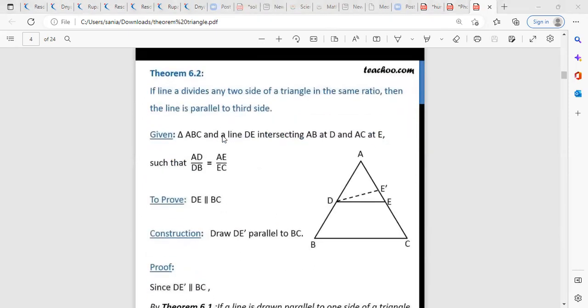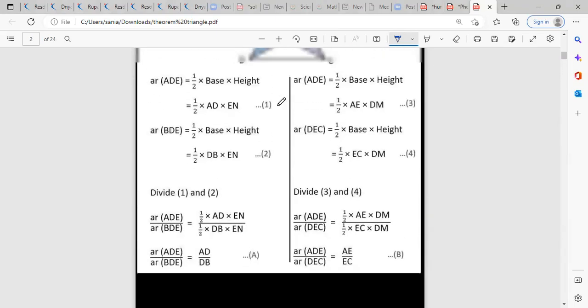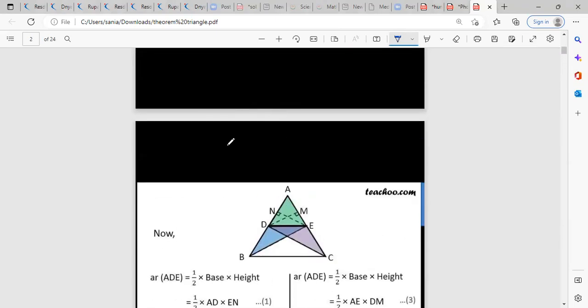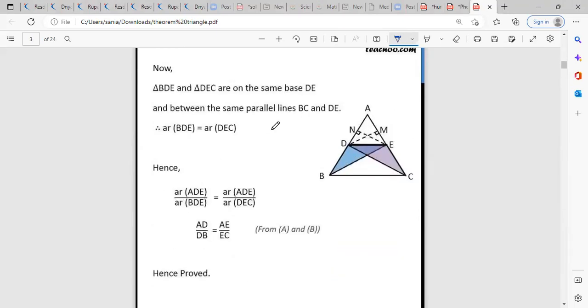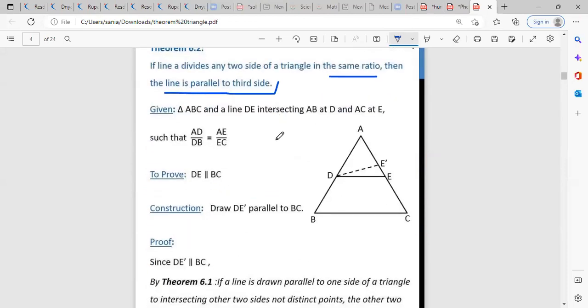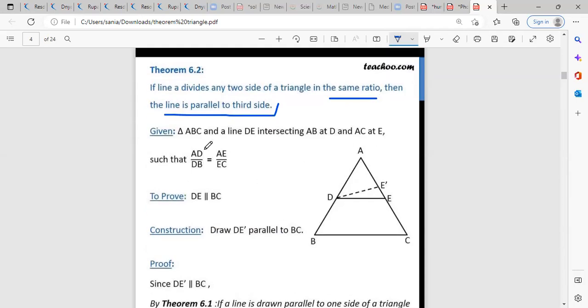Okay. Now theorem 6.2. So it is the reverse. Now what is happening over here? If lines divide any two sides of the triangle in the same ratio, then the lines are parallel to the third side. Over here, they had already given you that the lines are parallel, and you had to prove the ratio is equal. Here, they are dividing into the same part, and they are asking you to prove that the line is parallel to the third side. It's the reverse of your previous theorem.